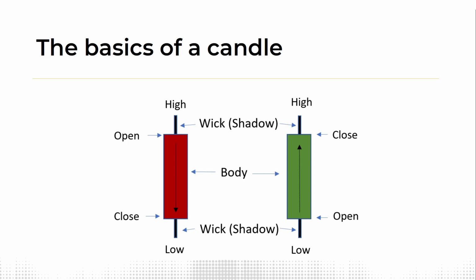And then we have the wicks or the shadows, those smaller lines, that show that during this time frame it tried to both push up and push down. Both the green and the red candle tried pushes in both directions, but failed, and it moved down to the open and close. So the wicks are a very, very important part of reading the candles, and some people call them wicks, some people call them shadows.